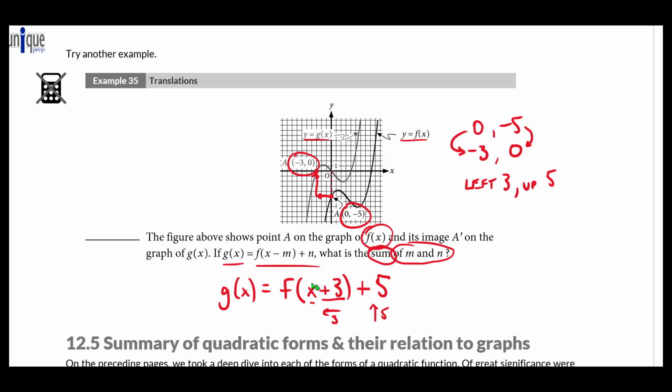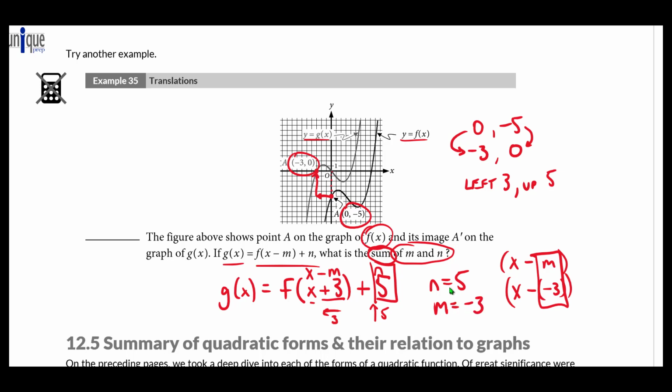So it appears that n is definitely 5. That's the easy one. So n equals 5. To get m, we might want to reimagine x plus 3 as x minus -3. And then we can match up the m and the -3. So m is going to be -3. They want the sum of those two values. 5 plus -3 is 2.